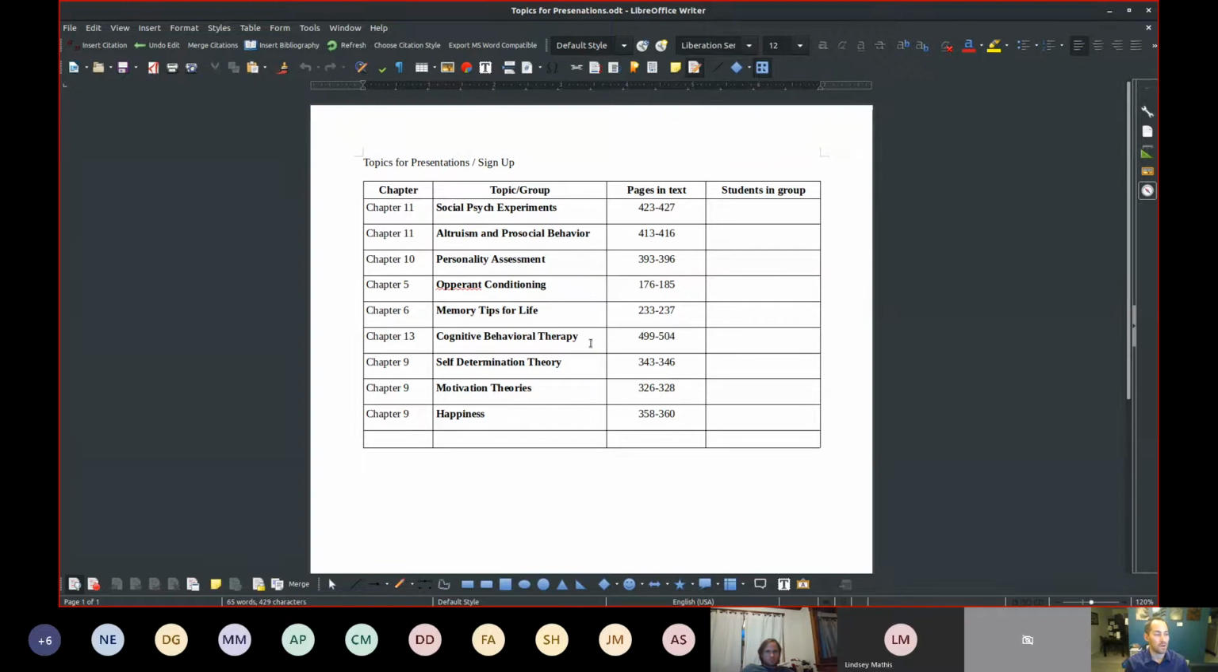Cognitive behavioral therapy. A lot of students are really interested in chapters 12 and 13. Chapter 12 focuses a lot on different disorders, and then chapter 13 focuses a lot on treatment for these disorders. So I try to put it all in this for this group. You don't have to talk about only cognitive behavioral therapy. You can talk about additional kinds of therapies.